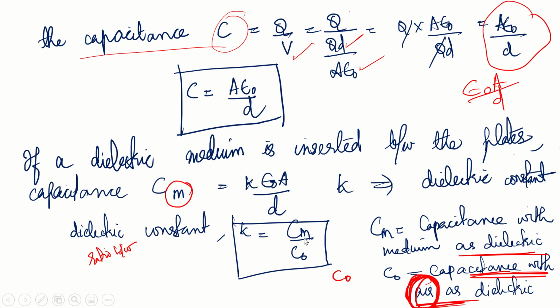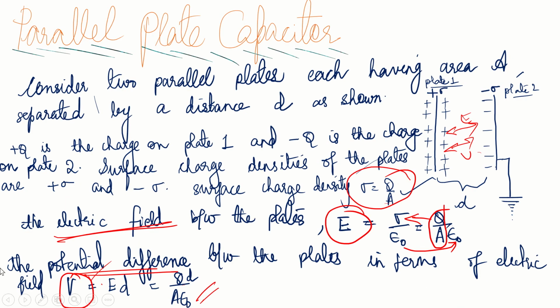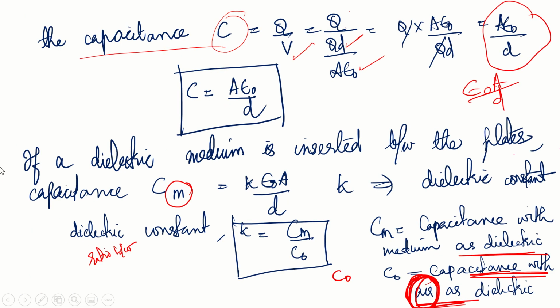So this is all about the derivation for a parallel plate capacitor. Hope you got it. This question can be asked for 3 marks. It's actually simple, there's nothing much here, right?